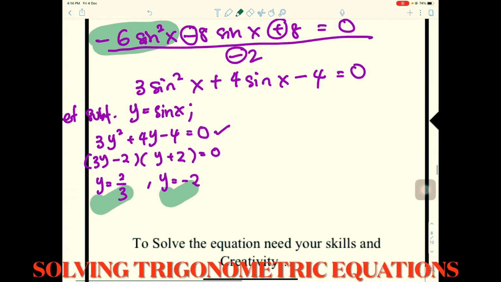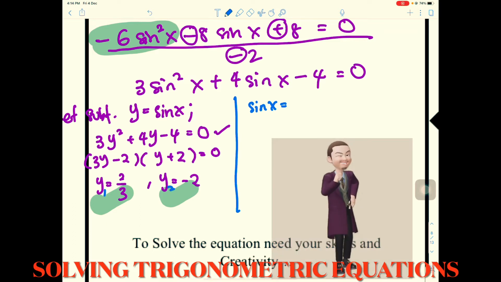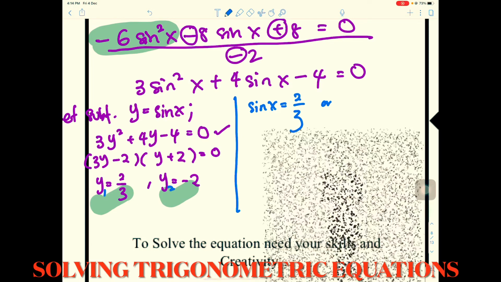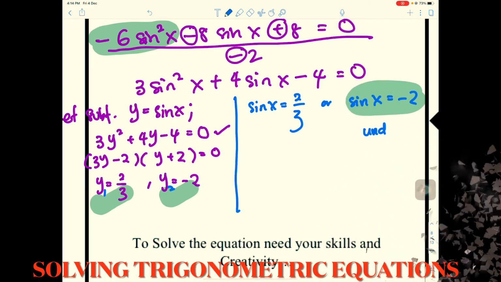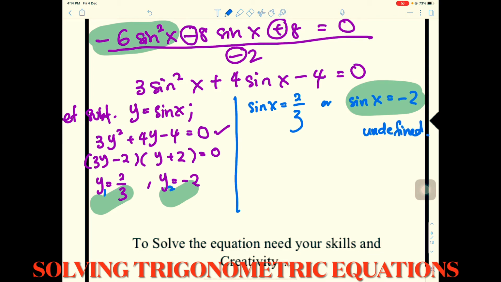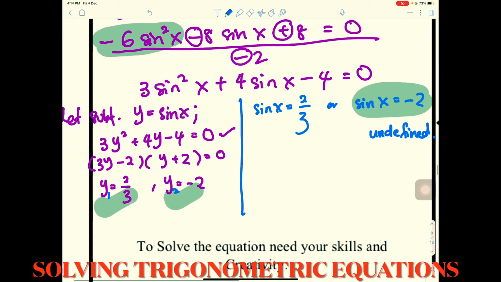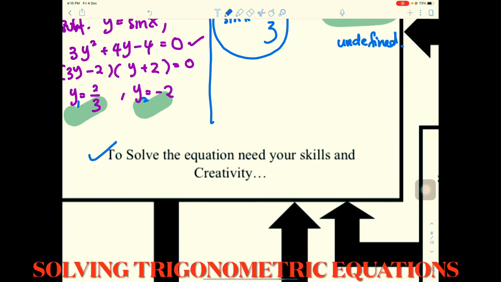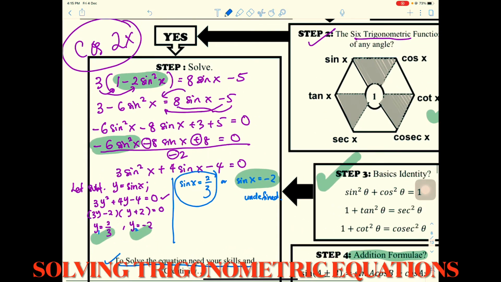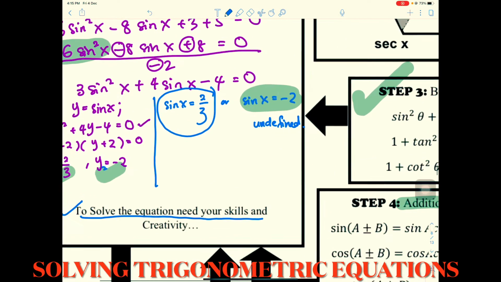Now, from the values of y, you get the first y and the second y. So sin x equals 2 over 3 or sin x equals negative 2. For this equation, if you use the calculator, you will find an undefined answer. So for this question we use sin x equals 2 over 3. To solve the equation you need your skill and creativity.